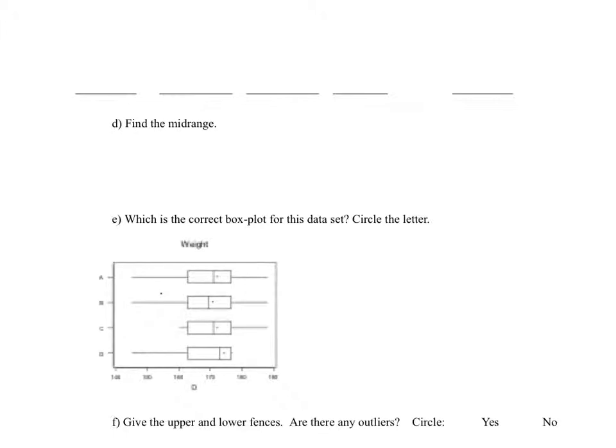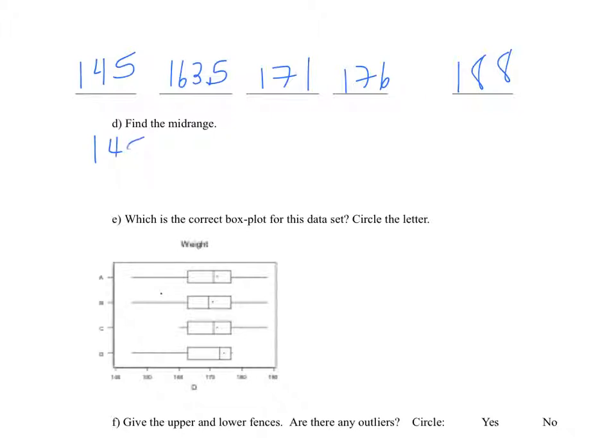Alright, so on this page, it's poor form, but those are actually the dashes for the 5-number summary, so I'll just rewrite them here: 145, 163.5, 171, 176, and 188. Find the mid-range. The mid-range is the minimum plus the maximum, divided by 2. That's 166.5. Then it asks, which is the correct box plot for the data set?